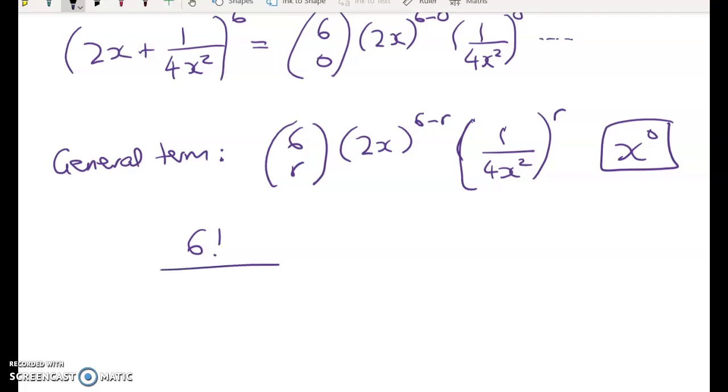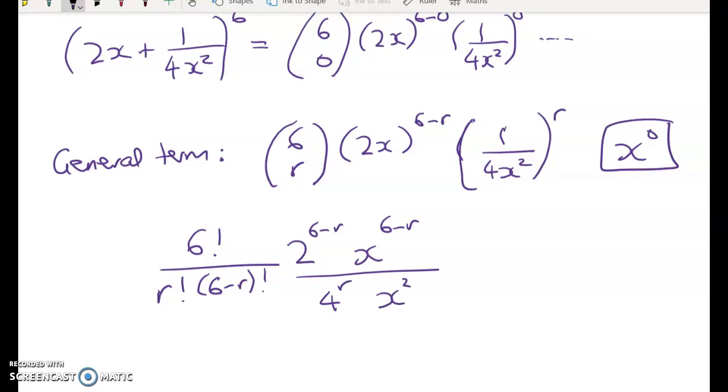So we've got 6 choose r, which is 6 factorial over this, times 2^(6-r) x^(6-r), over 4^r and x^(2r).